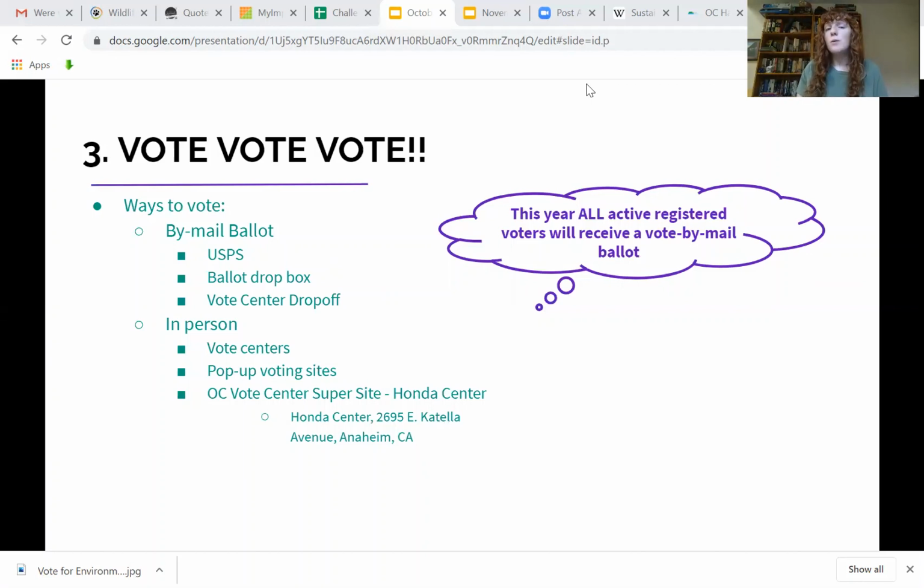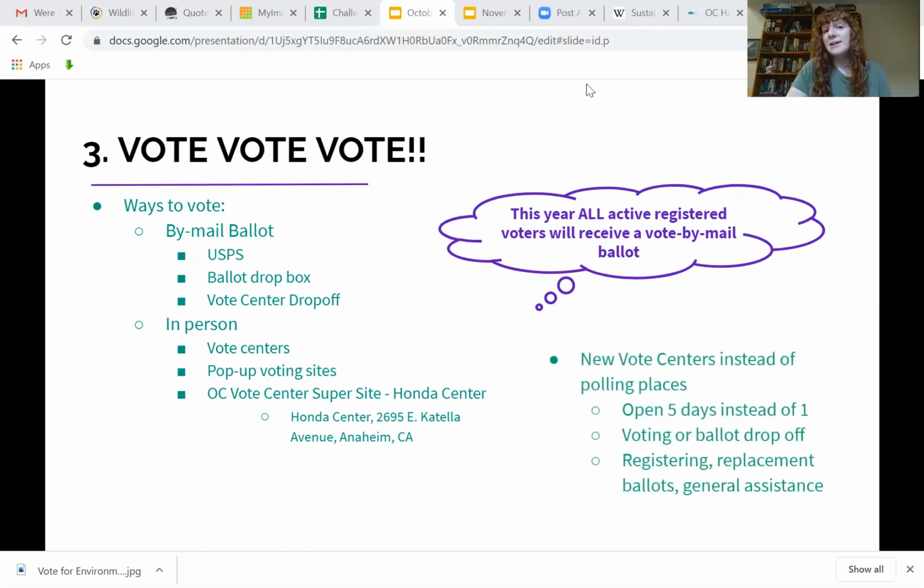You can go to pop-up voting sites that are open for a shorter amount of time. And also there's an option to go to our OC super site for voting, and that is the Honda Center. So it's going to be having a large area for in-person voting so that you can spread out. It also offers drive-through voting and drive-through mail ballot drop-offs. And I put the address for the Honda Center right there in case you need it.